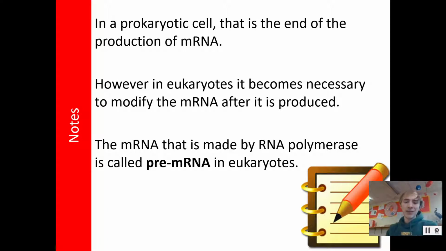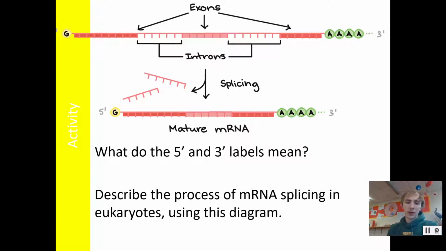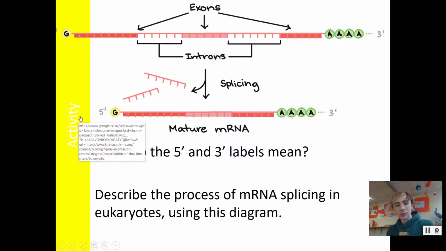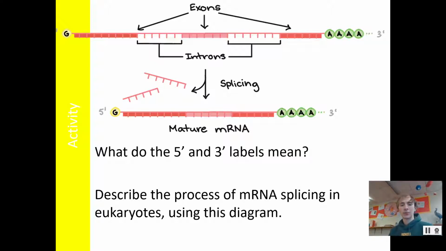So, we have our pre-mRNA in eukaryotes. I want you to have a look at that. This is how we're going to modify our mRNA. I'd like you, without knowing anything else, to tell me, firstly, what do the 5' and 3' labels mean? We're coming back to that again. And secondly, to describe the process of mRNA splicing in eukaryotes. Now, I don't expect you to know what an intron and exon are at this point. Can you just describe what is happening there in your own words? What can you see happening? Just have a minute, pause me, to write down those answers.